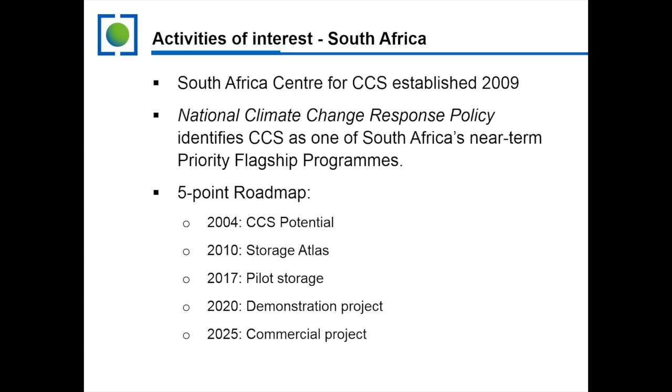You heard earlier in the presentation that South Africa is working towards a pilot scale injection project, but underpinning that has been quite a lot of work over the past decade. I think it's interesting to note that South Africa's National Climate Change Response Policy, which was endorsed by their cabinet in 2012, identifies CCS as one of South Africa's 8 near-term priority flagship programs. And you can see that they were one of the early countries to really develop a CCS roadmap. It is a very high-level roadmap, but nevertheless has directed activity in South Africa over the last almost decade. And there are a number of supporting activities associated with that injection project, for instance work around public engagement and further legal and regulatory analysis.